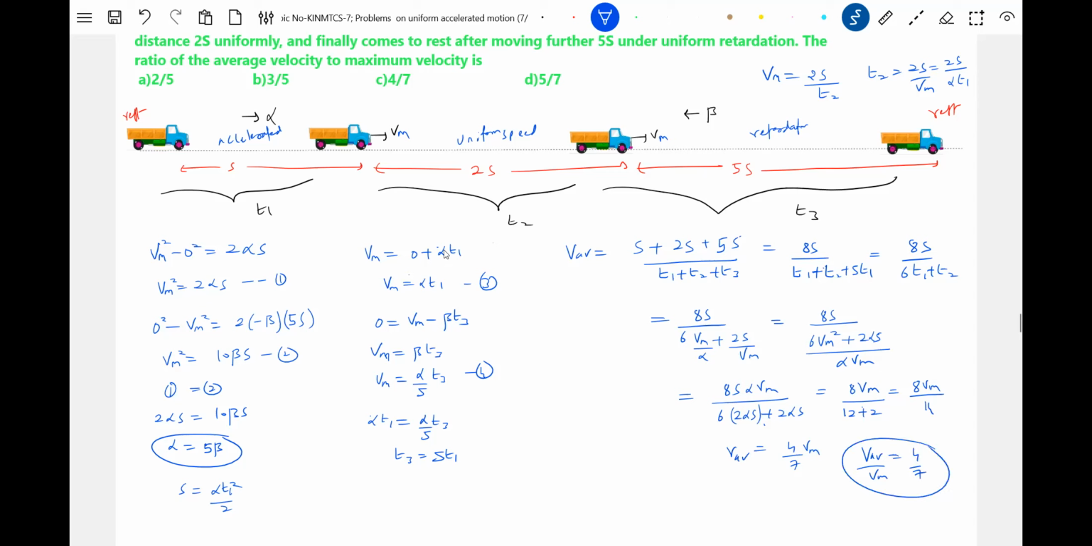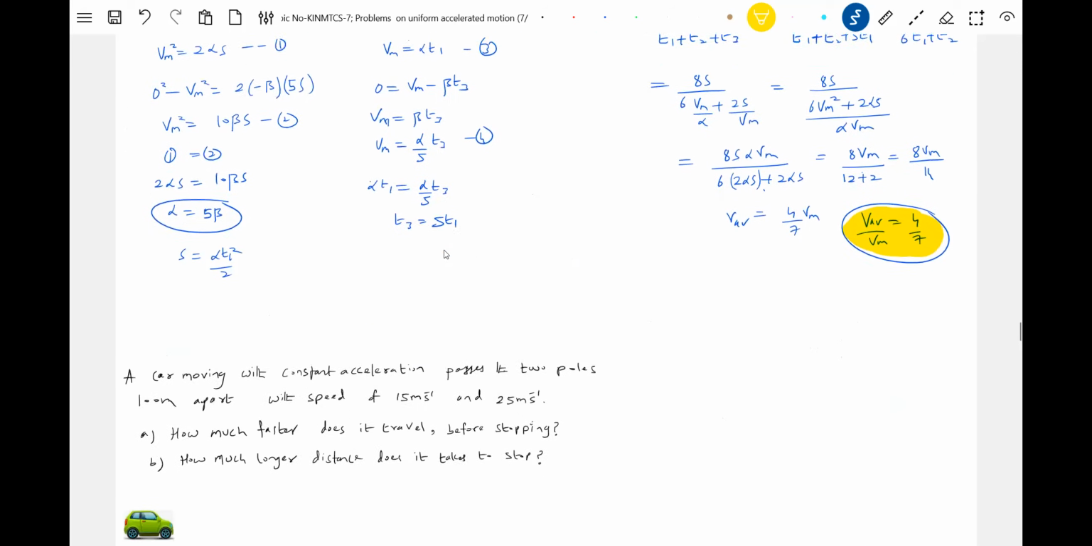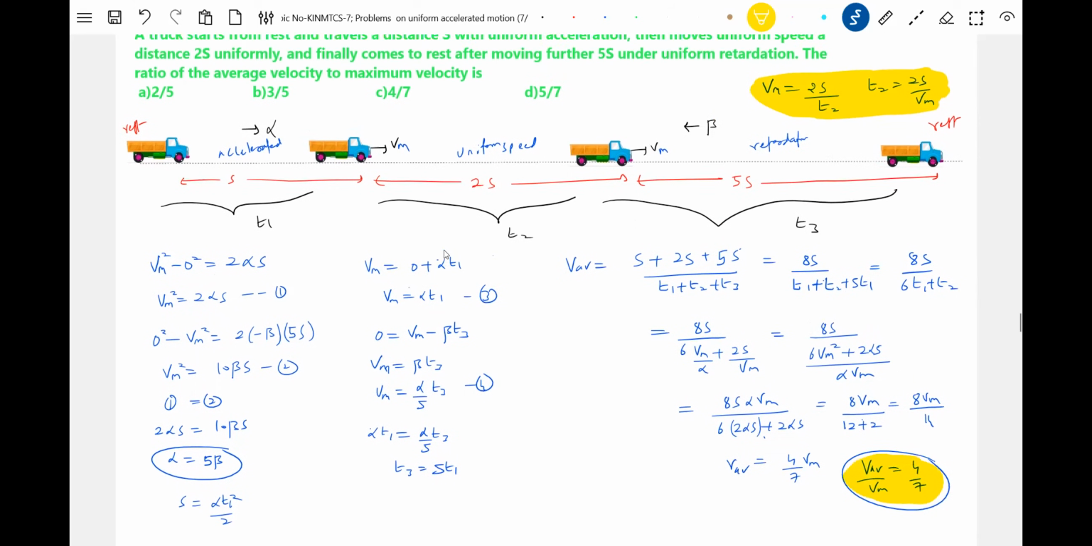Nothing else is there altogether about this. I just took the help of all these conditions. The very important thing is that during uniform velocity motion, T2 equals 2s by Vm. Again, if you are interested, you can go for plotting the graph. Almost things are the same.